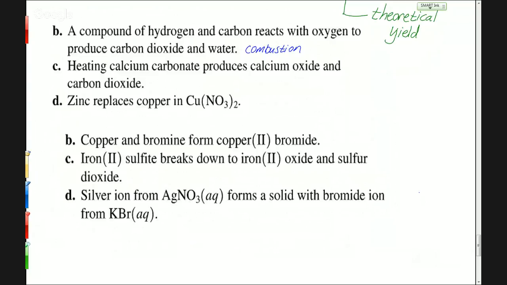Zinc replaces copper in copper 2 nitrate. How would we write an equation for something like that? What is that saying? Well, what category of reaction would it be in? Single replacement. So we think about what that means. That means you have one thing by itself and then a compound, and then the thing by itself switches with the thing in the compound. So how would that work here?